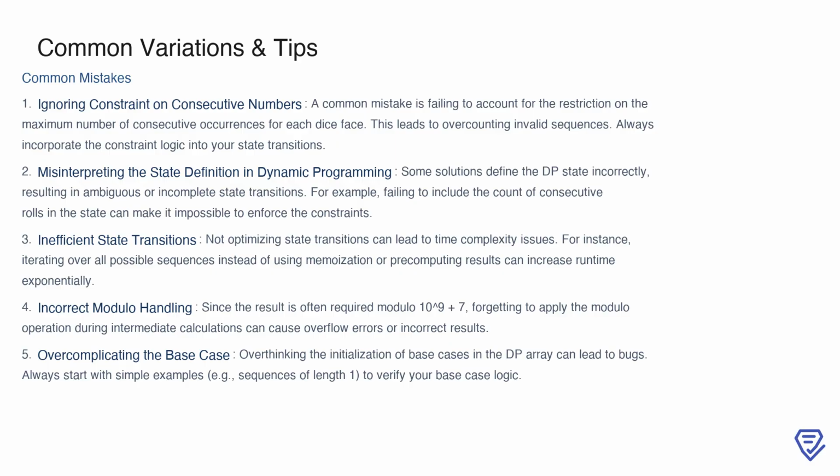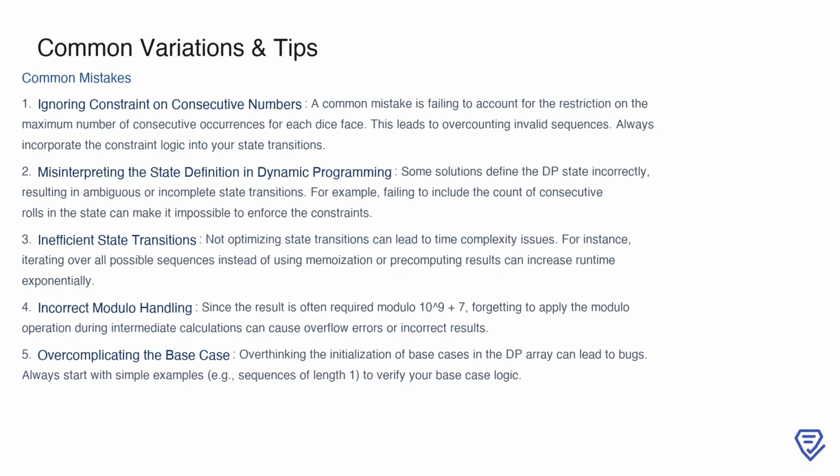Another issue arises when defining your dynamic programming state incorrectly. For example, if your state doesn't include the count of consecutive rolls, it becomes impossible to enforce the constraints properly, leading to ambiguous or incomplete transitions.